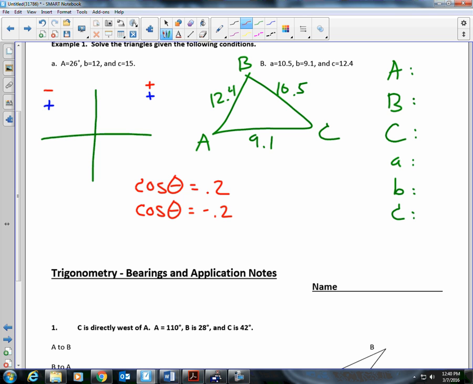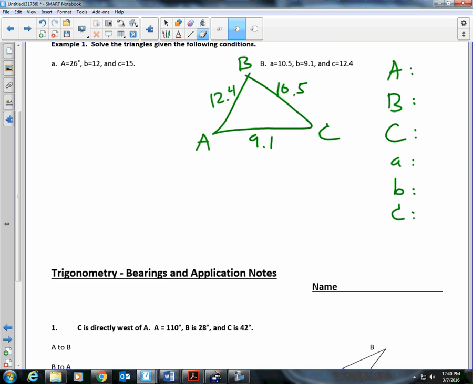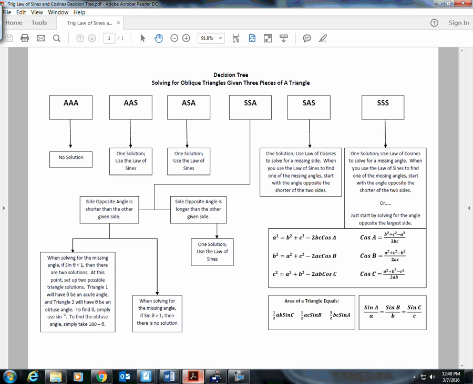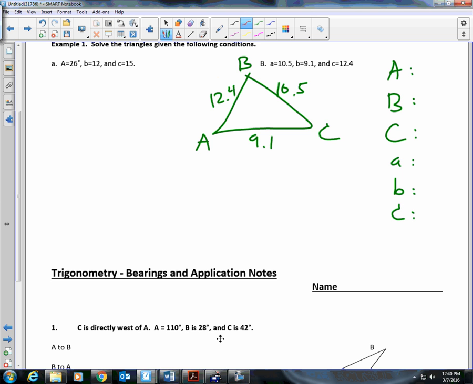So which angle do you think I should solve for? C, exactly. And so the decision tree even says right here, just start by solving for the angle opposite the largest side. That's the easiest way to go about the side, side, side scenario. So I look for the largest side. It is C, so I use C squared equals A squared plus B squared minus 2AB times the cosine of angle C.